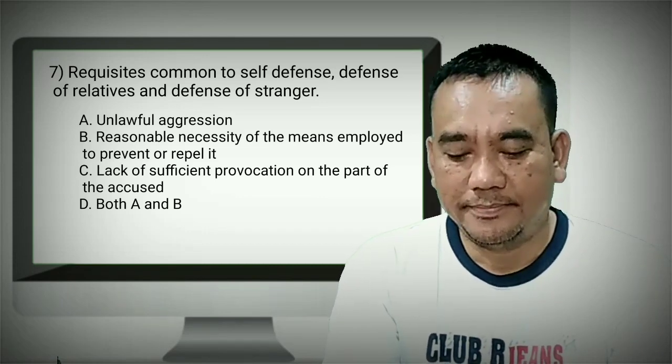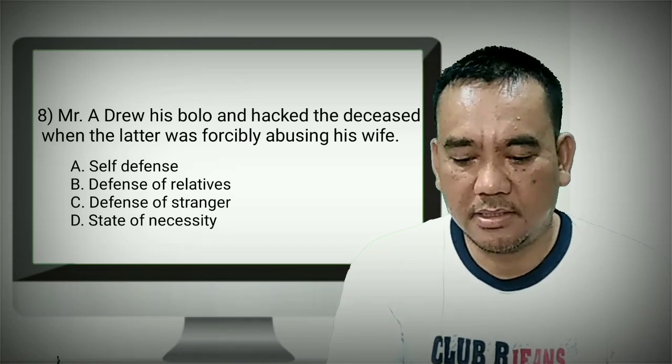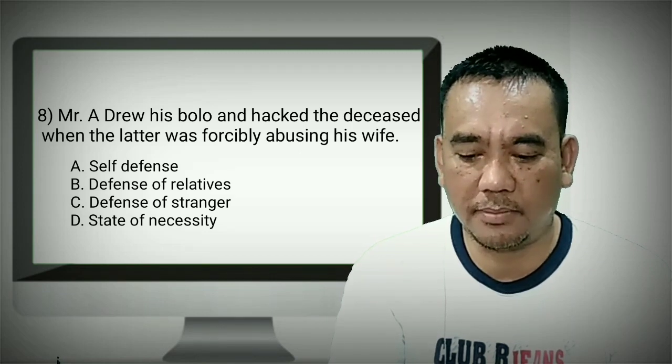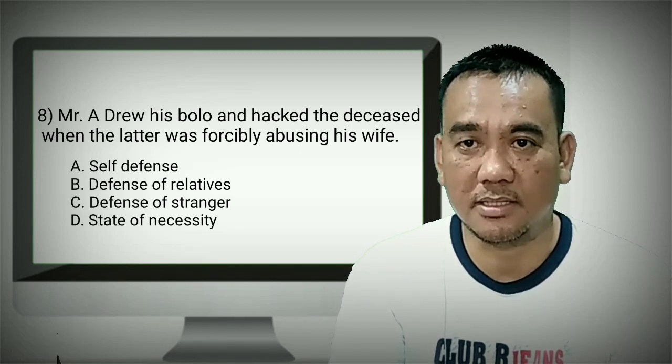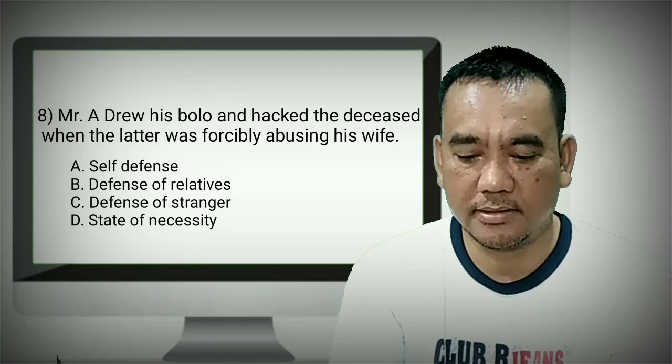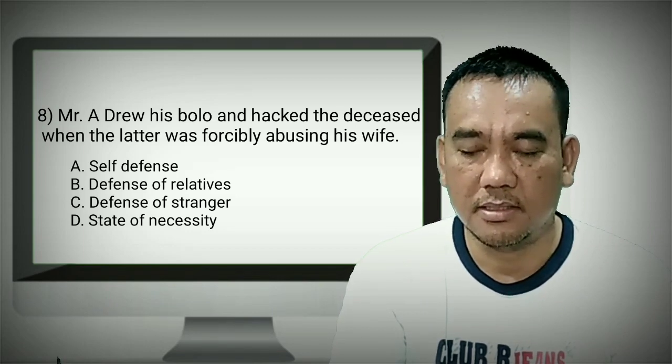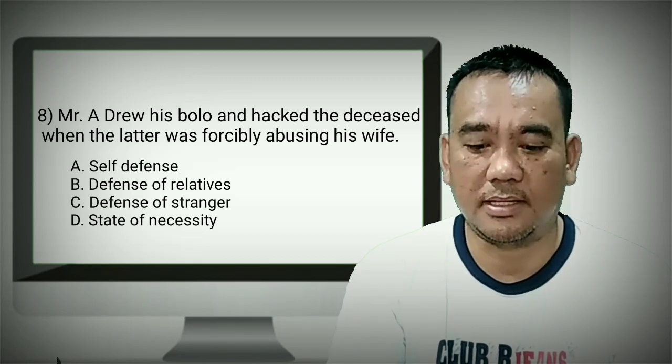Question number 8. Mr. A drew his bolo and hacked the deceased when the latter was forcibly abusing his wife. A. Self-defense. B. Defense of relatives. C. Defense of stranger. Or D. State of necessity.